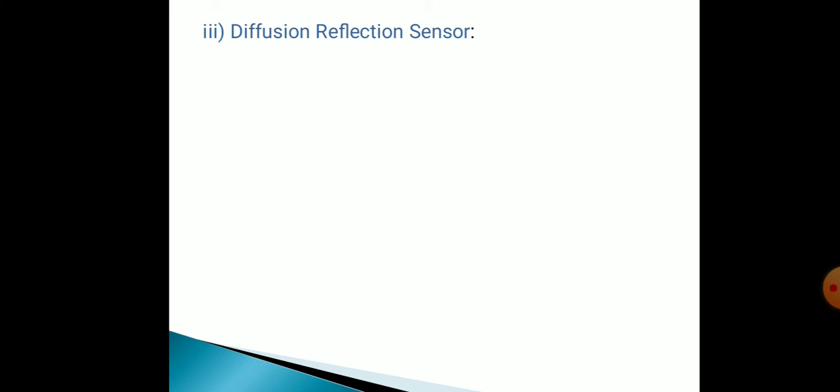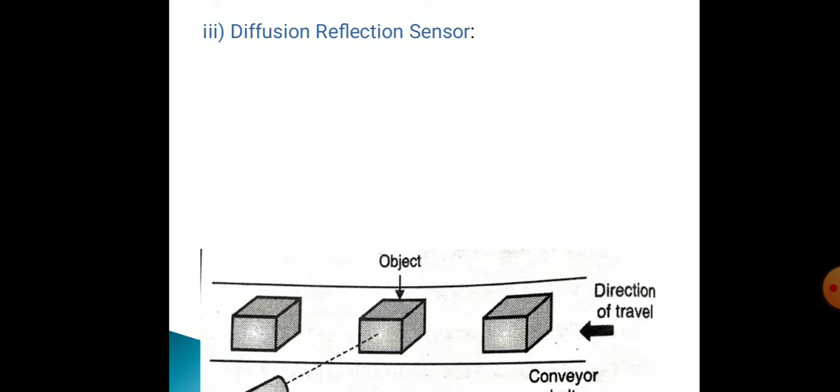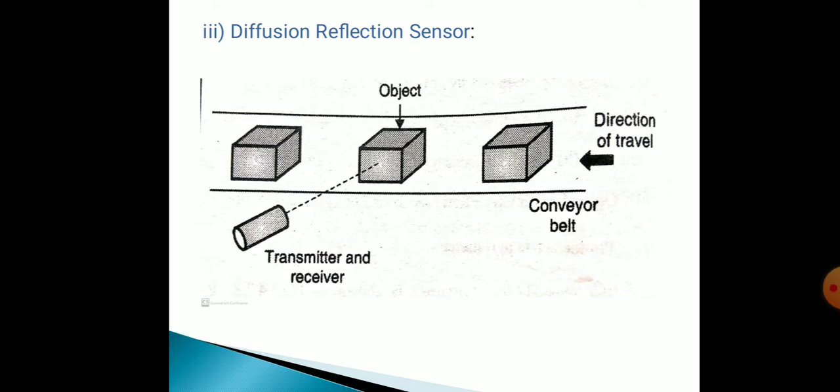Diffusion reflection sensor. It consists of a transmitter and receiver, object, conveyor belt and direction of travel. Both transmitter and receiver are in the same section. The arrangement is as shown in the figure. The transmitter light is reflected back from the object and can be detected. The light source used for all the above types can be an LED, laser, etc.